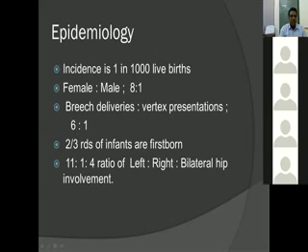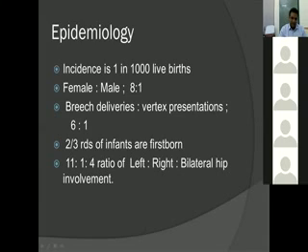Let's see the epidemiology of this disorder. Incidence is 1 in 1000 live births. This incidence is based on US studies, whereas in Indian studies the incidence is still more, and females are more commonly affected in the ratio of 8:1. I will tell you why this female ratio is more in the coming slides. The babies delivered via breech delivery have more incidence, in the ratio of 6:1 compared to vertex presentations. And 75% of the babies are firstborn, the first delivery, primary.